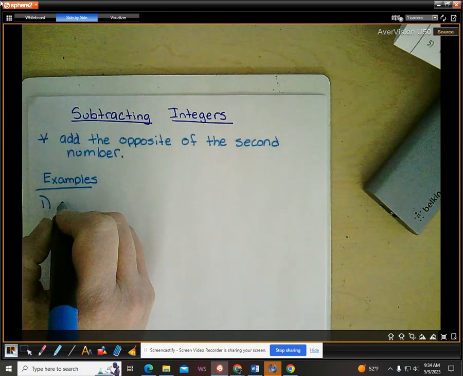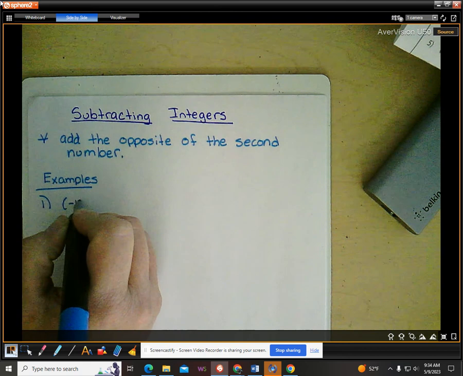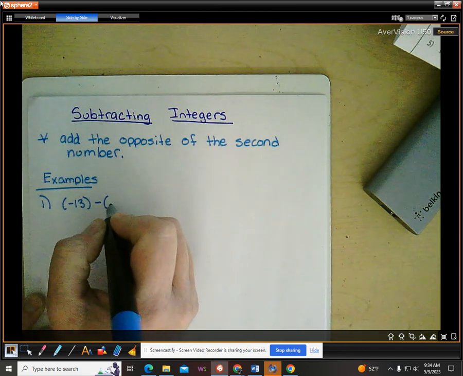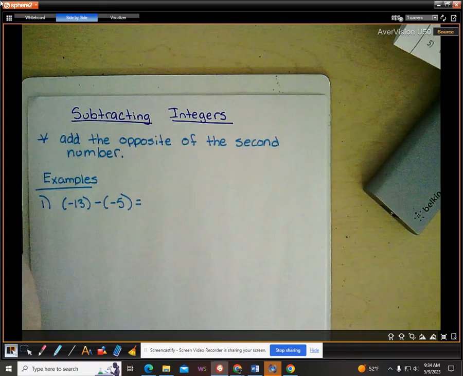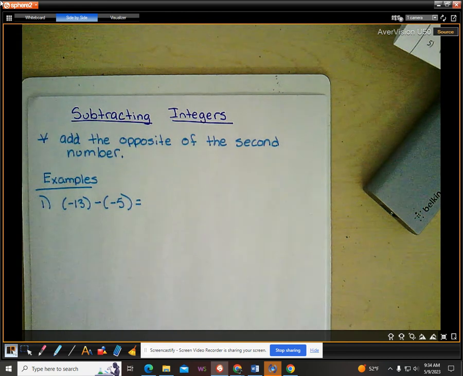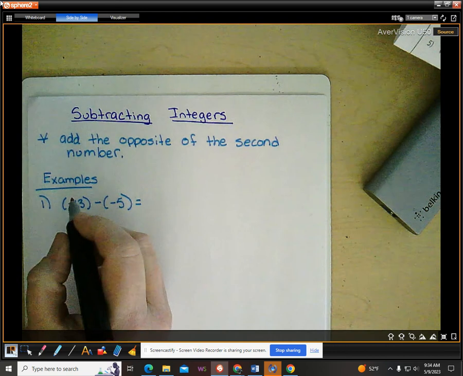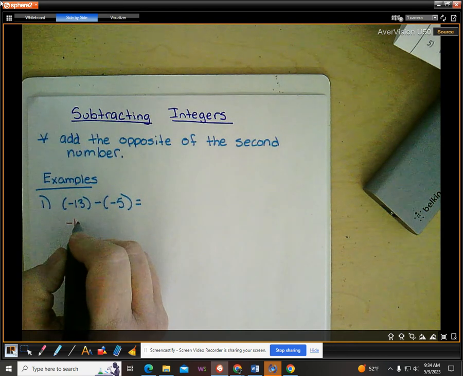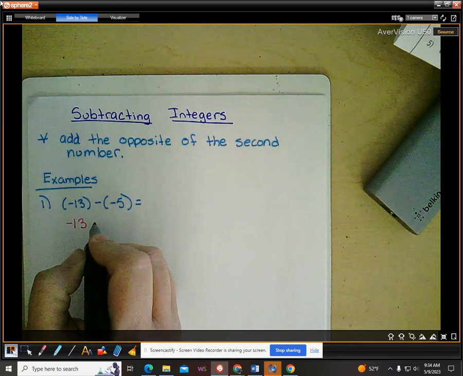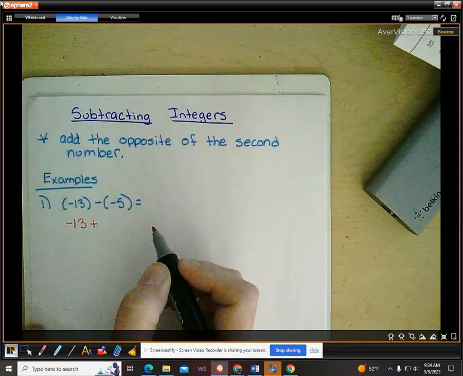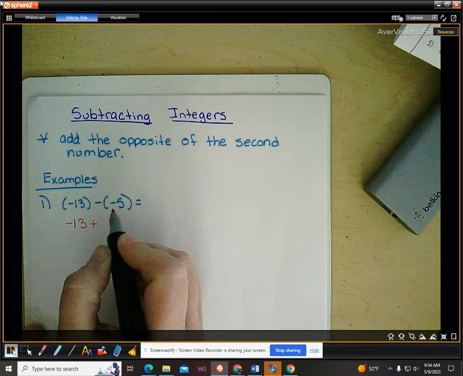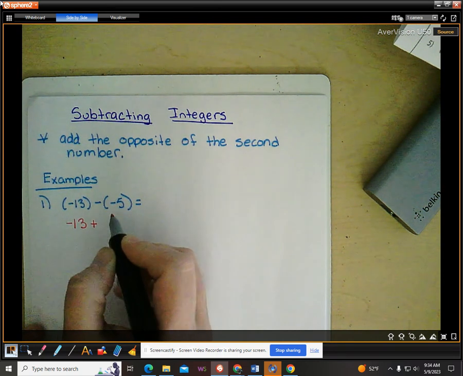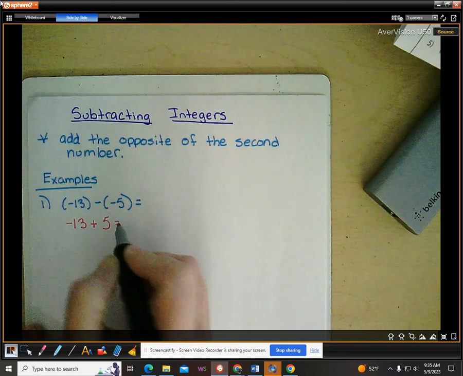Okay, so some examples. If you have an original problem of negative 13 minus a negative 5, first thing you are going to do is rewrite that as an addition problem and you will add the opposite of the second number. So your first number stays negative 13. Subtraction, you change to addition. And then you need the opposite of the second number. So in this problem, your second number was negative 5. The opposite of that would be positive 5.